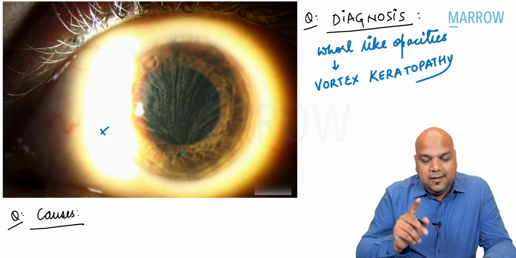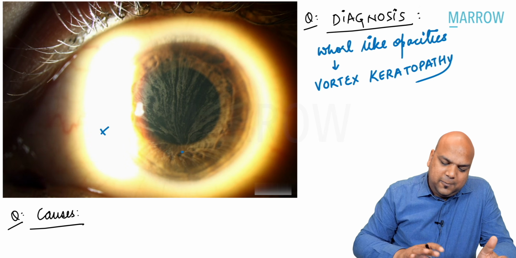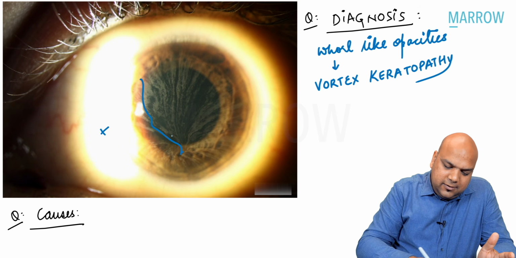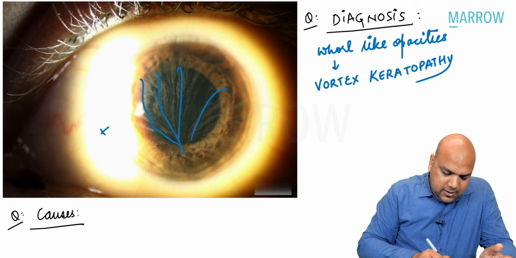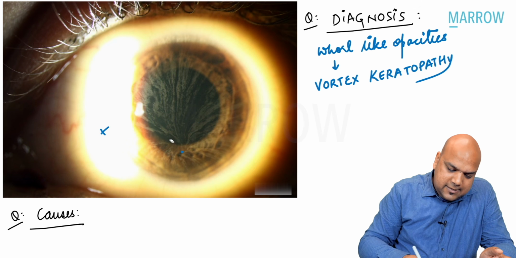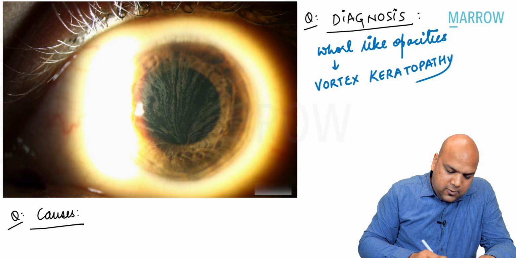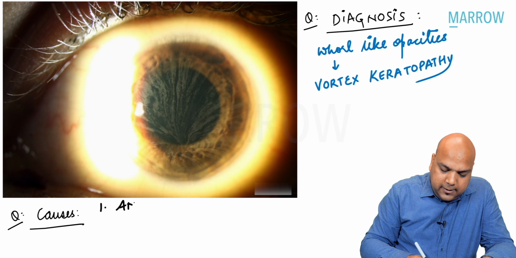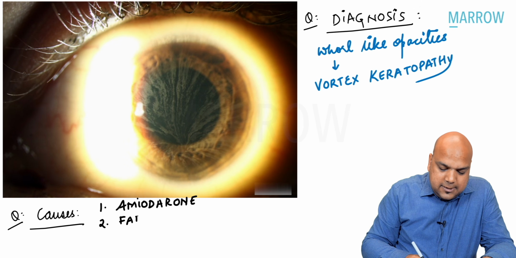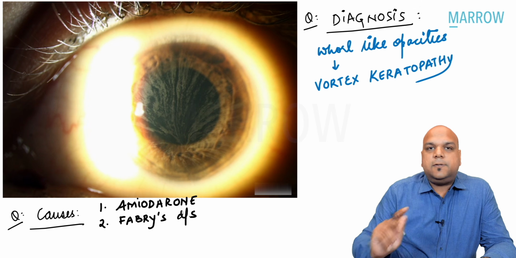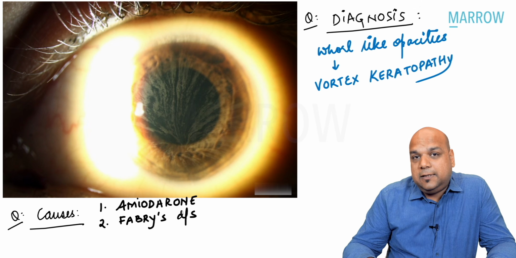Am I clear about this? Now, vortex keratopathy we can see starting from here, then spreading out fern-like. Now, the second question that is asked is, what are the causes of this? For the causes, please remember one important drug, and that important drug is amiodarone. Amiodarone very commonly is responsible for vortex keratopathy. Secondly, 90% of cases of Fabry's disease also lead to vortex keratopathy.